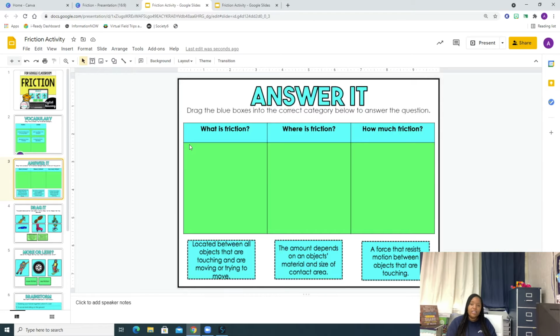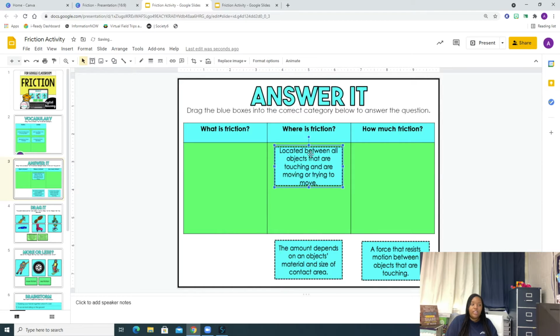Okay, so what, where, and how much. Let's check it out. Located between all objects that are touching and are moving or trying to move. Well, located, that keyword kind of tells me we're talking about where. So where's friction? It's located between all objects that are touching and moving or trying to move. So as I rub my hands together, in between my hands, friction is located.